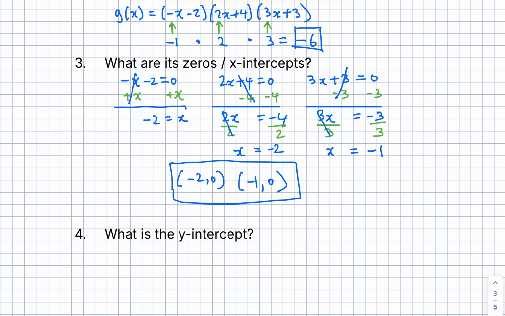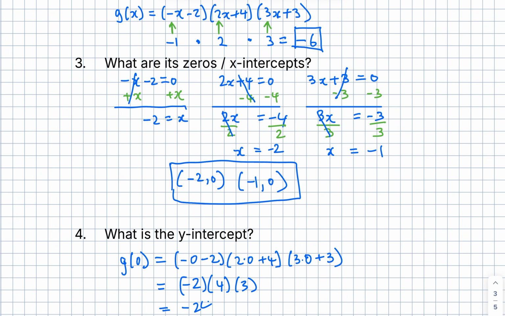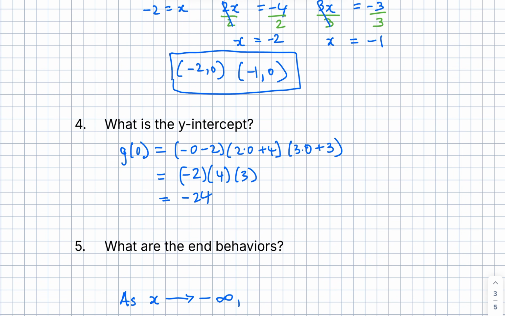Okay, so we're going to go ahead and take the product function and set it for g of 0, which means we're going to rewrite that product function and just replace all my x's with zeros. -2 times 0 plus 4, and then 3 times 0 plus 3. Okay, simplifying this, we get -2 times 4 times 3, and this works out to -24. Okay, so that means my y-intercept is going to be at 0, -24.